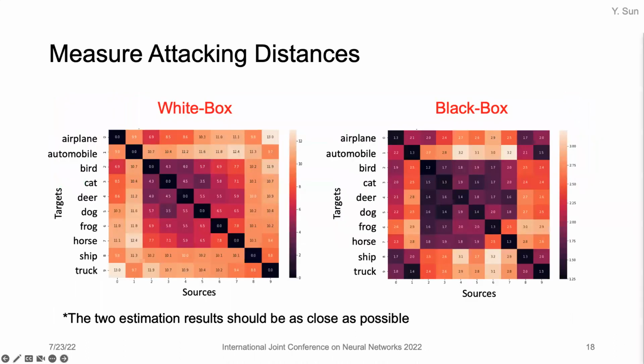This graph shows attacking distance measurements in the two different settings of the attacker's prior knowledge. As we can see, we successfully align the different classes to mount the attack.